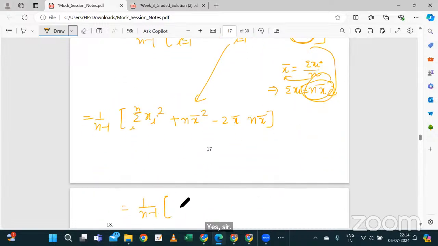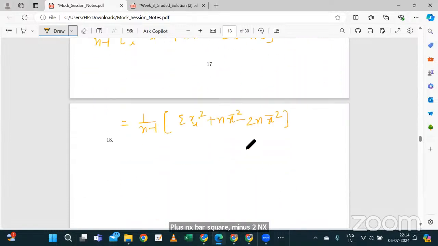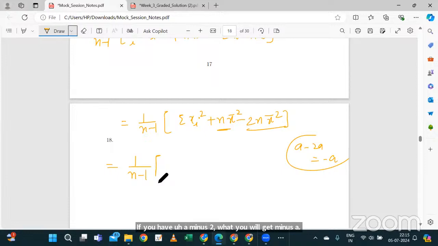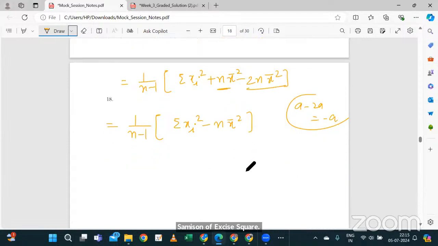1 upon n minus 1 summation of xi square plus n x bar square minus 2 n x bar square. Yes or no? If you have a minus 2a, what will you get? Minus a. Right? So you will get 1 upon n minus 1 summation of xi square minus n x bar square. Correct. So this is the sample variance, right?